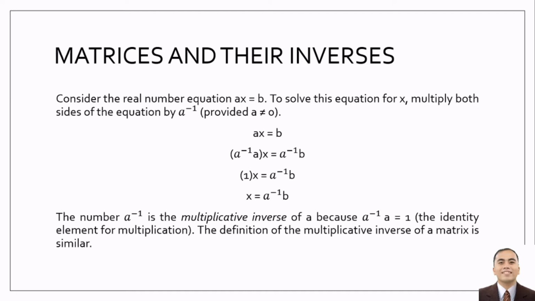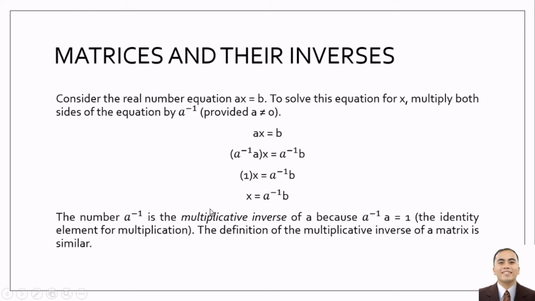Consider the real number equation ax = b. To solve this equation for x, multiply both sides of the equation by a^(-1), provided that a is not equal to 0. So we have here ax = b. Multiplying both sides by a^(-1), we have a^(-1) times a times x is equal to a^(-1) times b.